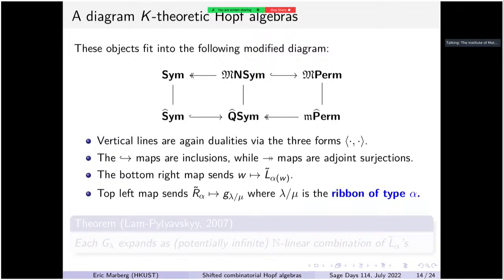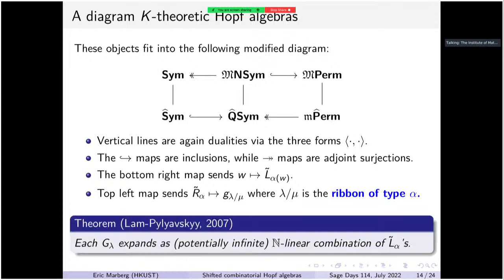And the way these maps work is quite similar to the classical case, where the bottom right map again sends a multi-permutation to this quasisymmetric function. I guess there should be double brackets around this w. And then this top left map sends R alpha to a certain dual stable Grothendieck polynomial G lambda mu, where this is the ribbon of type alpha. And I haven't defined what this is yet, but that will be on the next slide.